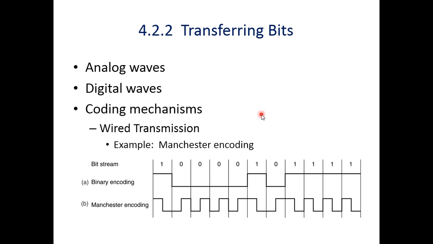It uses different coding mechanism techniques. In wired transmission, there is Manchester encoding. In binary encoding, a high bit, 1, is represented using a high voltage, and 0 is represented using a low voltage. In Manchester encoding, 1 is represented like this and 0 is represented like this.